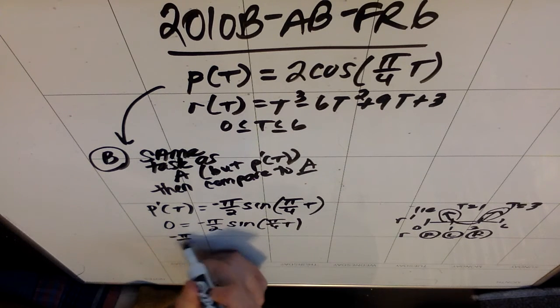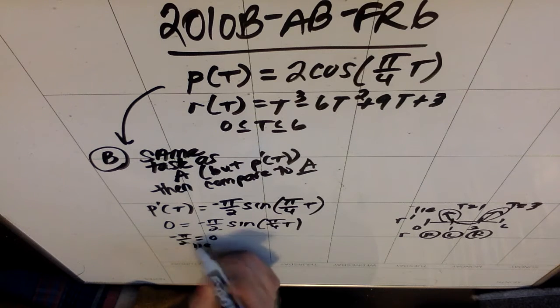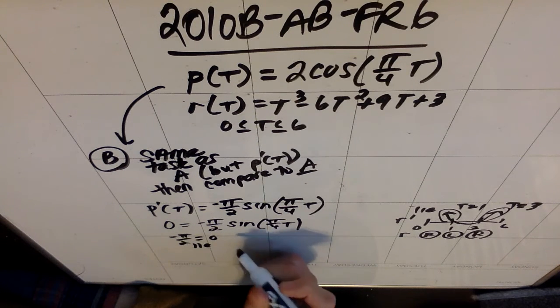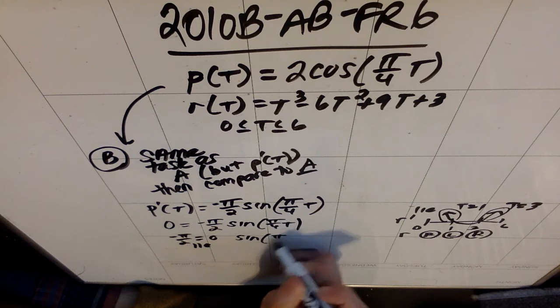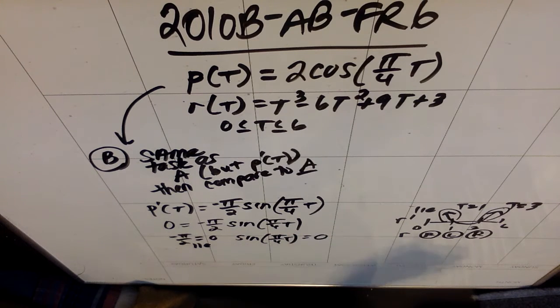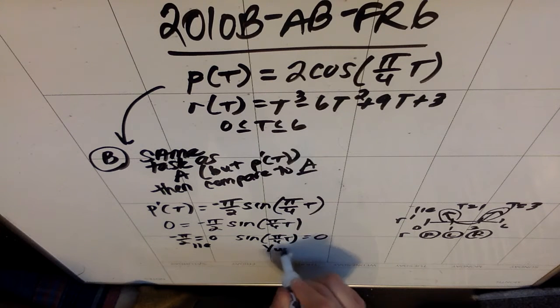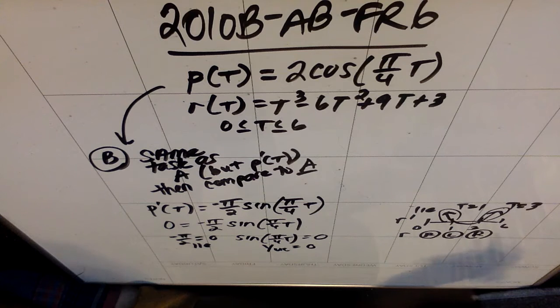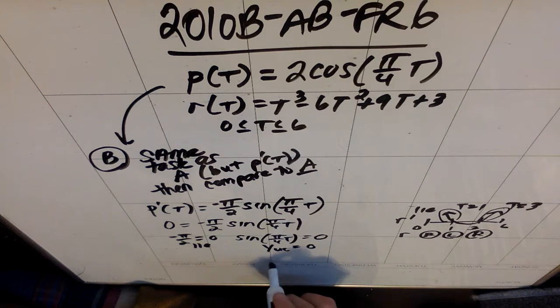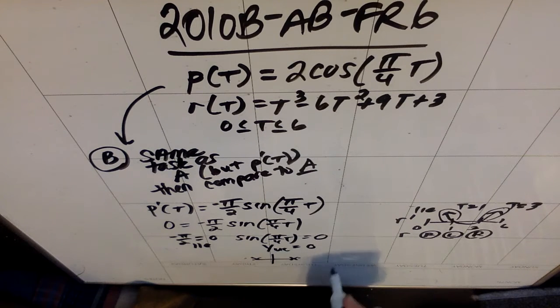So either negative pi over 2 is 0, which is a lie, right? Those are both numbers and they are not the same number. Or the sine of pi over 4t equals 0. Well, sine is the y value on the unit circle, so I usually use y sub uc to make it clear that I'm talking about the unit circle. So sine is 0 at all the pi's. 0, pi, 2 pi, 3 pi, 4 pi, 5 pi, 6 pi.